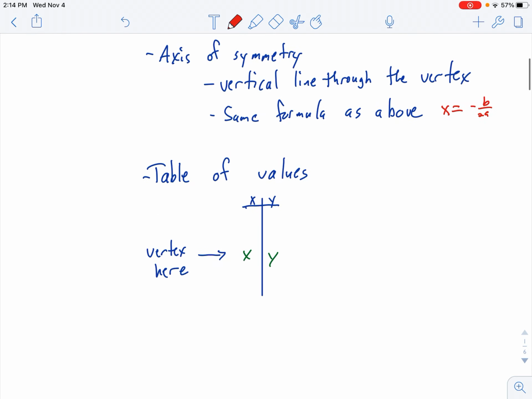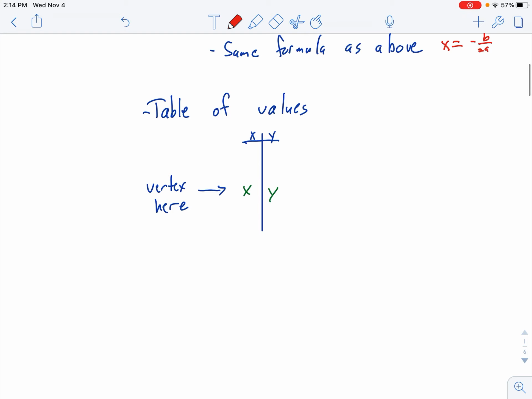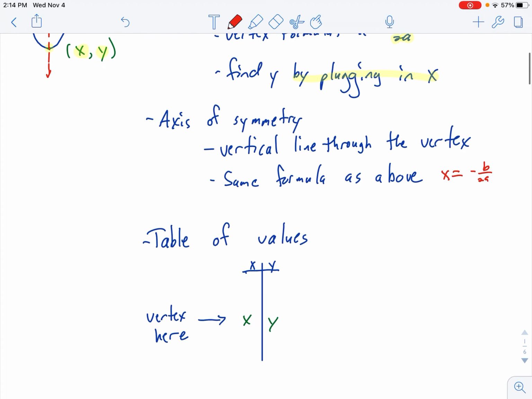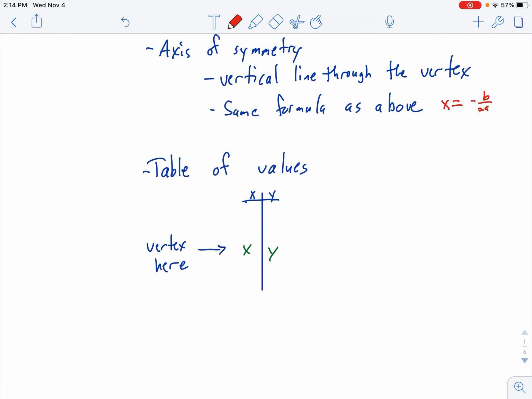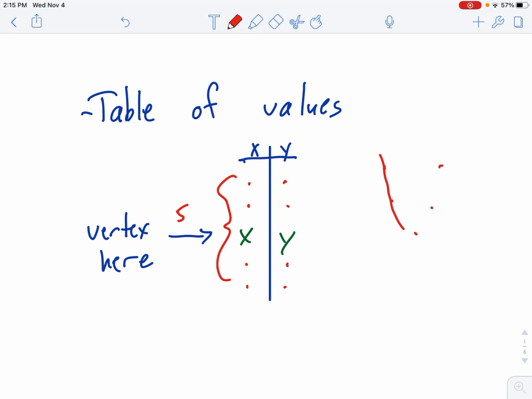All right, the third step that you're going to do is make a table of values. So a table is an XY chart, like a T chart. You put the vertex from the previous steps in the middle, XY, right in the middle. And then you pick a couple numbers smaller and a couple of numbers larger. You get a total of 5 numbers. You find the y values, you plot them on the graph, and then sketch it. So that's how this is going to go.